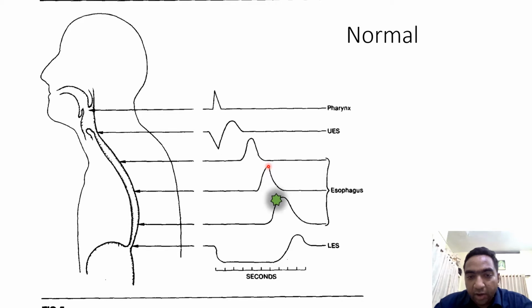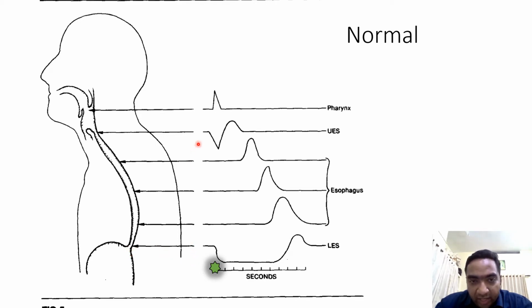So that is the normal movement of the peristalsis down the esophagus. So this is the time, and it is the norm, and this is the length of the esophagus. Along the length of the esophagus, the peristalsis moves. Now comes the lower esophageal sphincter, the pressure point in the lower esophageal sphincter.